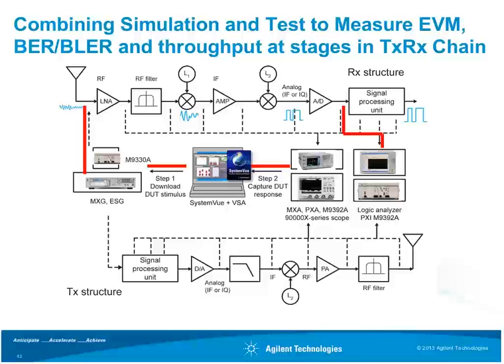Now, the captured data is processed in SystemVue in that workspace by a simulated LTE baseband receiver. The timing and synchronization is handled within SystemVue, and it calculates and reports out the LTE bit error rate and the throughput.